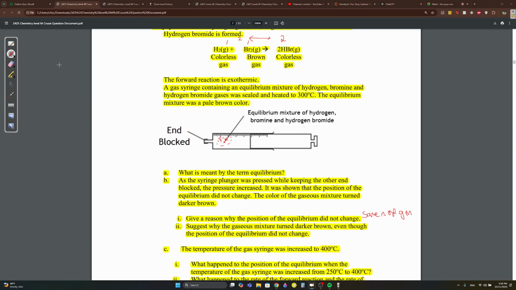Thank you to Jamil Ahmed for helping me out with that one. I wouldn't have known it without them. So, why the gaseous mixture turned darker brown, we did that.